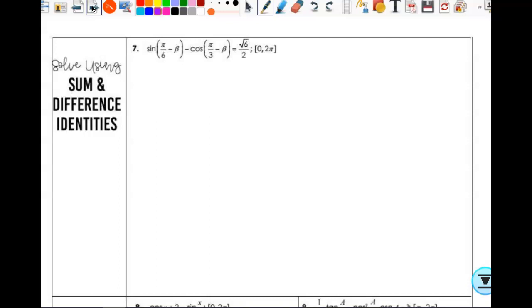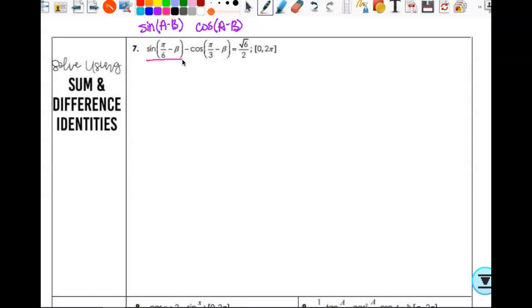So instead, the way we look at these is we look at this as sine of a minus b, and this is cosine of a minus b. A being pi 6th here, b being beta. Okay, you see how that works there? So we're going to start with this first part, this sine of pi 6 minus beta. And we're going to look at this, and we're going to find sine of a minus b. Okay, you find it in the difference of angles identities.